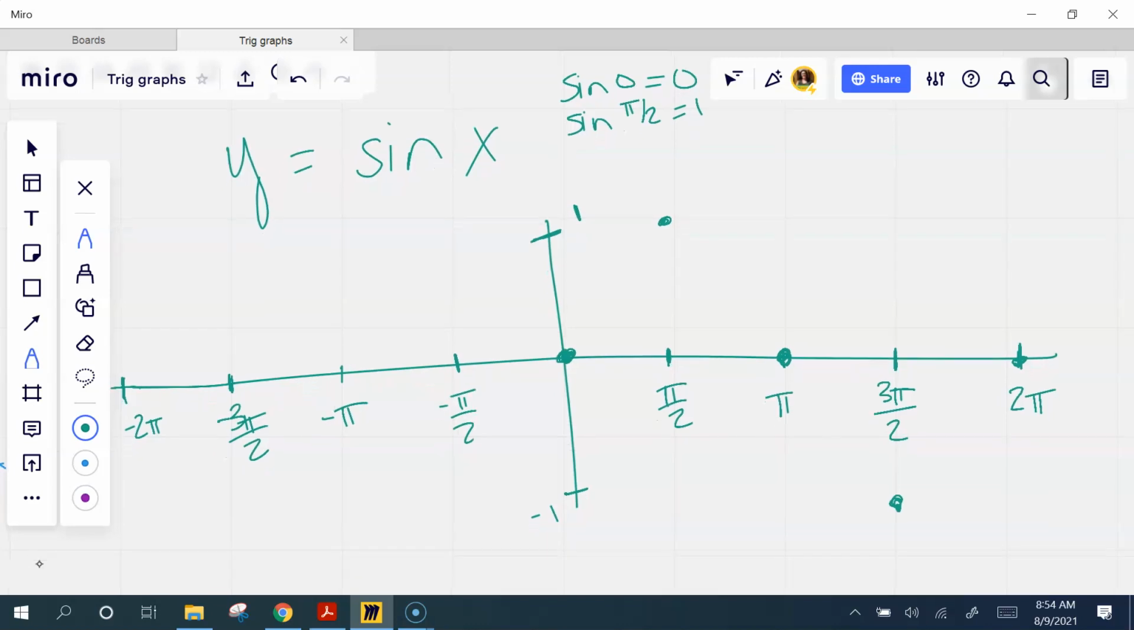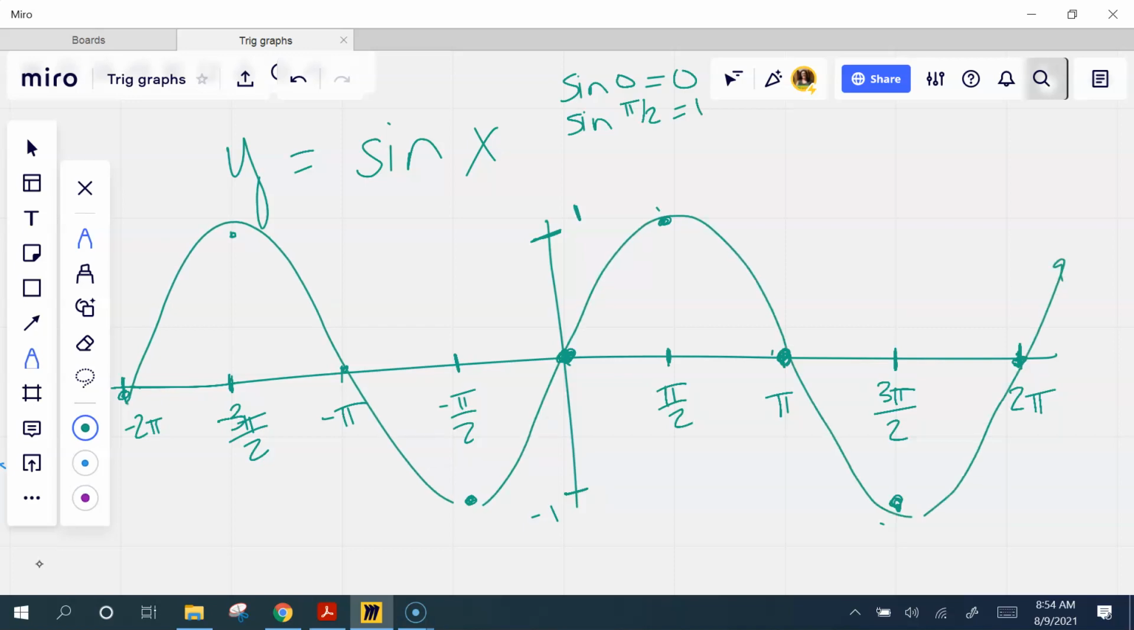If you notice the pattern, 0 down, 0 up, 0... I know that's not mathematically precise, but here we go. I have this nice sine curve that we're going to do some analysis on.